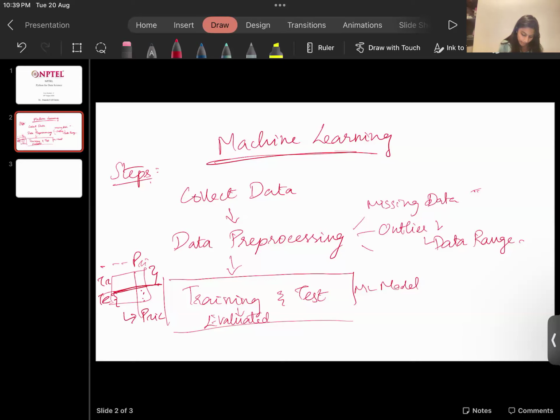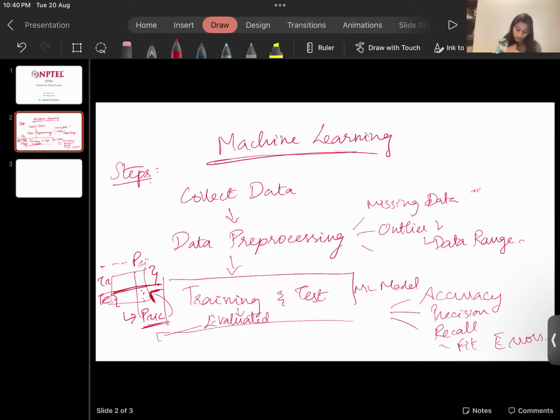And then as part of model evaluation, we use this predicted price and compare it with the actual price. And we calculate parameters like accuracy. I'll go through these terms next. There are many other things that can be used to evaluate the model, like accuracy, precision, recall, fit, error, so many such mathematical terms.